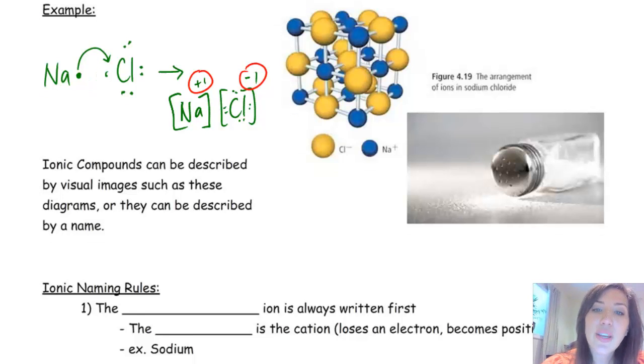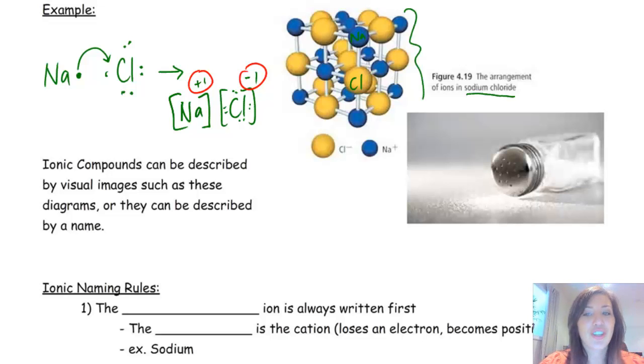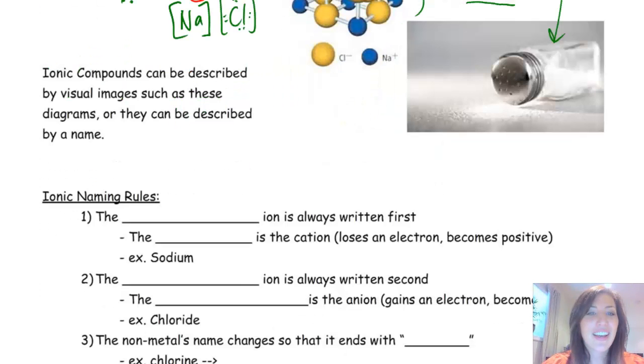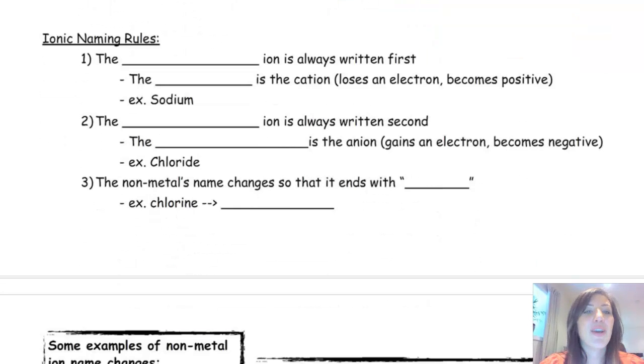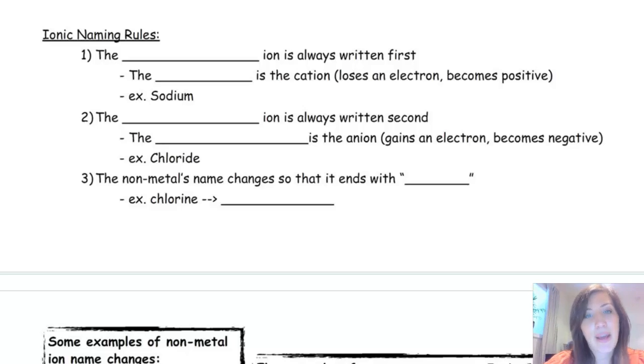So here's what sodium and chlorine look like when they combine to make sodium chloride. They make this cool crystal lattice structure, and we know this in our everyday lives as salt. So ionic compounds can be described with images such as these, or we can describe them by name. So today we're just going to name the ionic compounds. So metal transferring electrons to a nonmetal. The positive ion is always written first, and this is the metal cation, because the metal, remember, loses the electron, so it becomes positive, and in our example this was sodium.